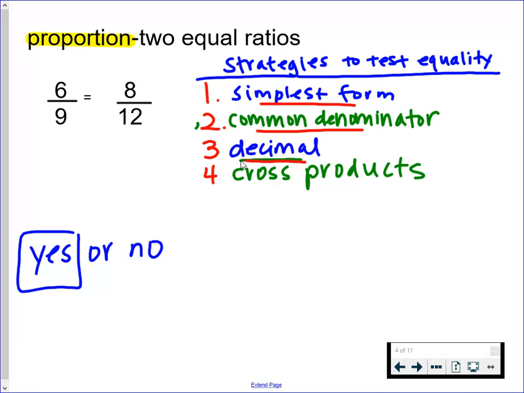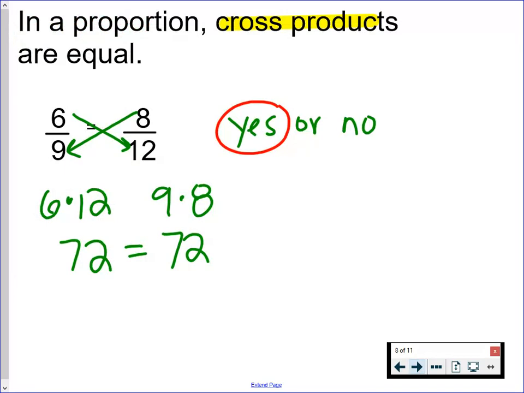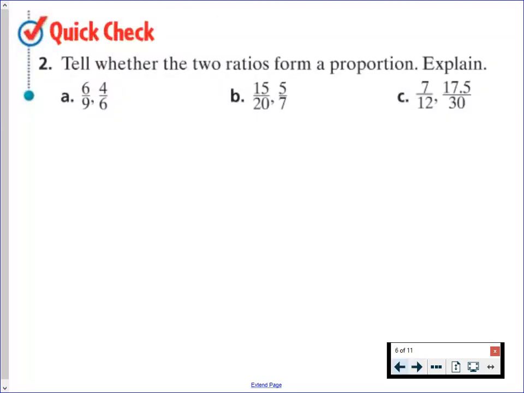Technically, it is your choice which option you're going to use to prove it. If you can't find any options, then cross product is always your backup. When all else fails, cross product will work. So, tell if these form a proportion or not. Yes or no.